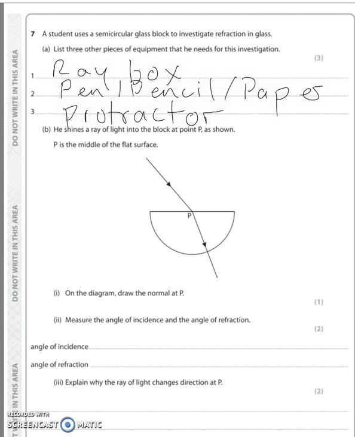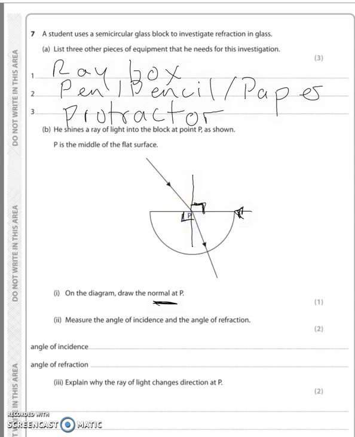So part B. On the diagram, draw the normal at P. So the normal is a line that is perpendicular, at a right angle, to the surface that we're talking about. So if we're talking about this surface here, where we're going from air into glass, then drawing the normal means that you need to draw a line where the ray meets the surface at 90 degrees to the surface. And again, if you're artistically challenged like me, put that little sign in there for the right angle so they know what you're trying to draw.